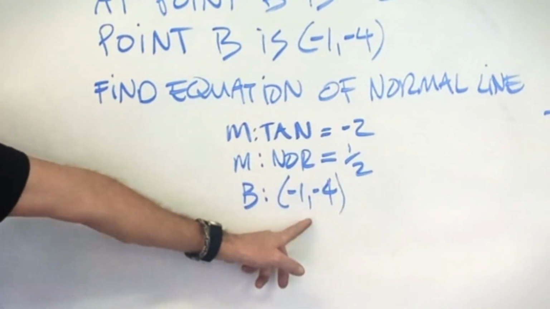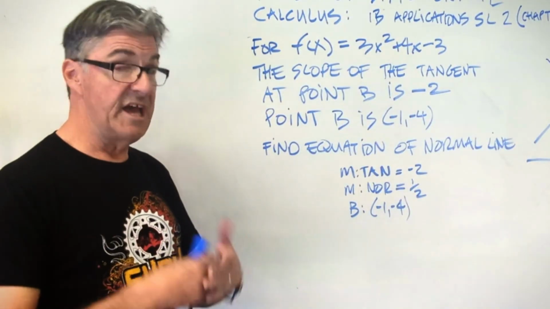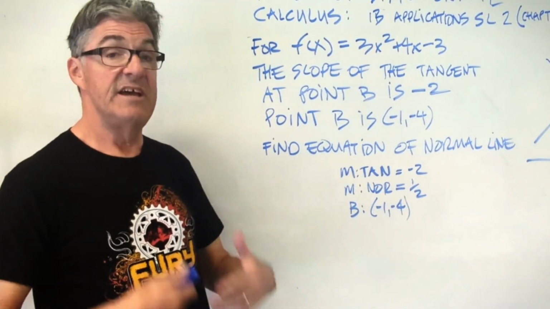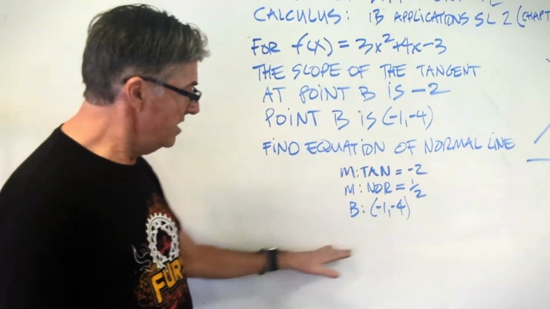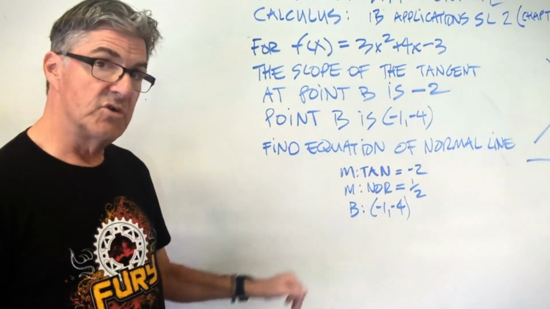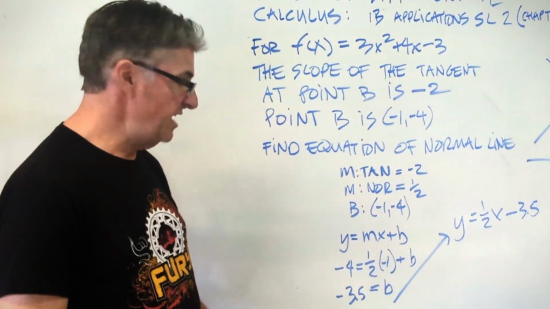Here's a point that's on the normal line. If you have a point and a slope, that defines the line, and you can come up with the equation. So go ahead, pause the video and do those steps and come back. Okay, let's see how you did.